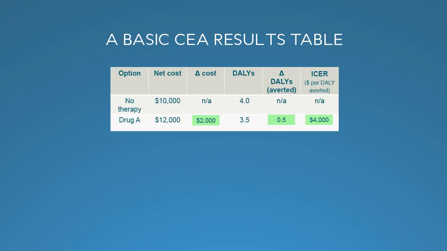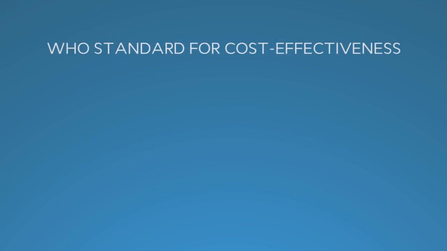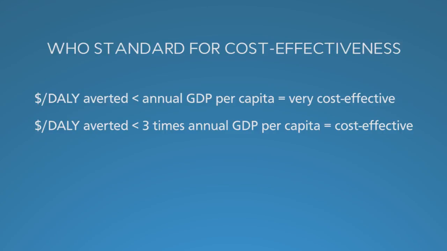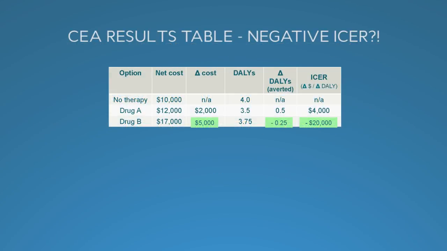Depending where you are working and which standards you use for cost effectiveness, that might be considered either very cost effective or cost effective. People always ask, what's a good ISER? And that depends. Currently, the World Health Organization, or WHO, specifies an ISER below the local annual GDP per capita as very cost effective, and below 3 times the local annual GDP per capita as just cost effective. A more sophisticated approach is to look at all of the options and pick the set of interventions that are truly the most cost effective. That may eliminate some that are cost effective by WHO standards because they're just not as cost effective as other choices you've got. You might wonder, what happens if you have a negative ISER?